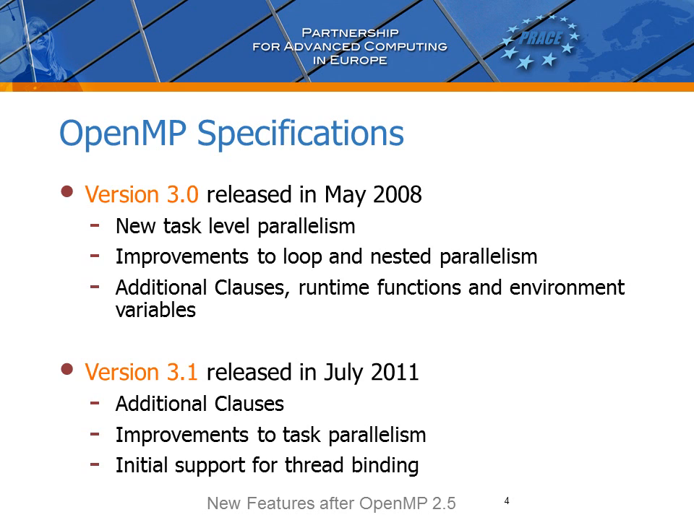The next version, version 3.1, was released in July 2011. Several important items led to this new version, as well as improvements to task-level parallelism. There is also an initial support to thread affinity.